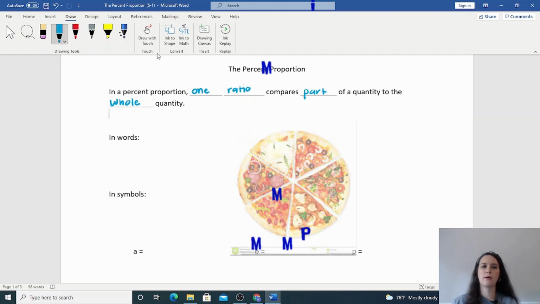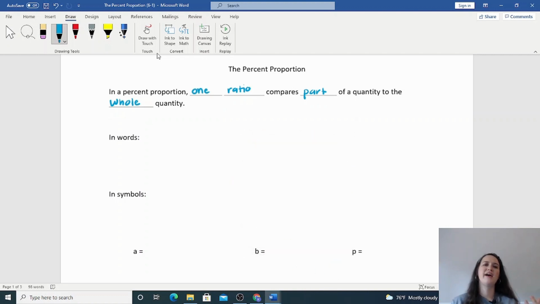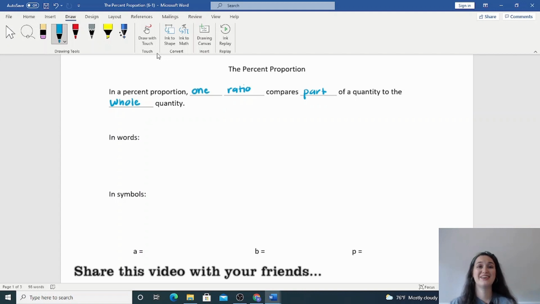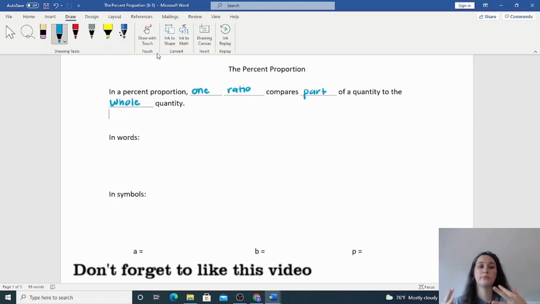So let's talk about pizza. It's almost lunchtime. If I have a whole pizza and let's say I ate 50% of that pizza, you know that I've eaten half of the pizza. If I eat 25%, then I've eaten a quarter of the pizza. So we're talking about part to the whole. Now maybe that pizza has 8 slices in it, so my whole would be 8 pieces. If I've had half, I've eaten 4. That's 50%. So we're going to use the percent proportion to either figure out the part, the whole, or the percentage.